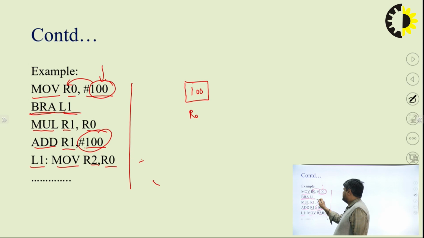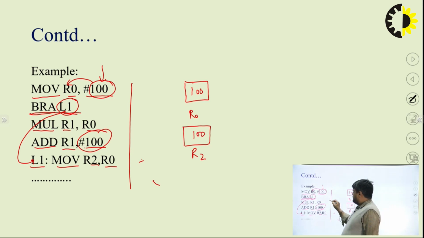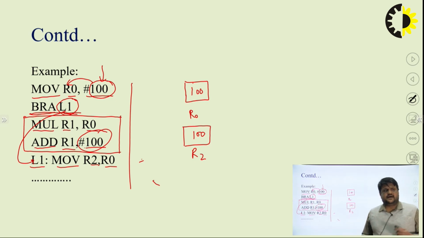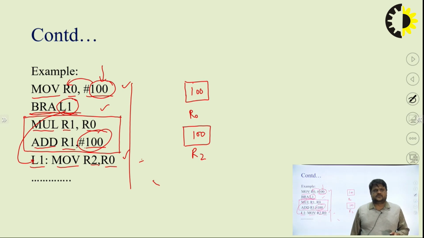When this particular statement is executed, what happens? It will go to the label L1. So what is the label L1? This one. After that, it will transfer the value of R0 into R2. So this is the R2 register and the value transferred is 100. So what is the meaning of this one? The meaning of this one is nothing. This code never gets executed. So this is redundant code, and that's why we have to remove it. So the optimized code will contain this one and this one. These particular parts of the code get eliminated.